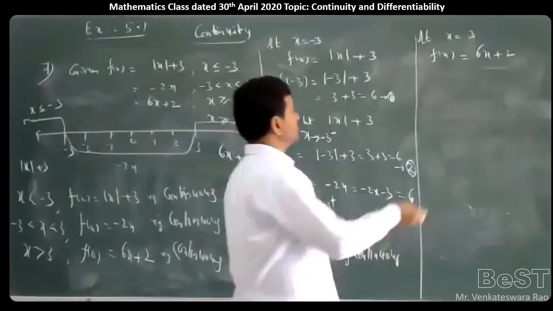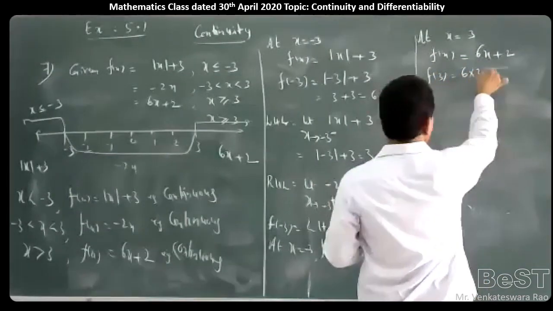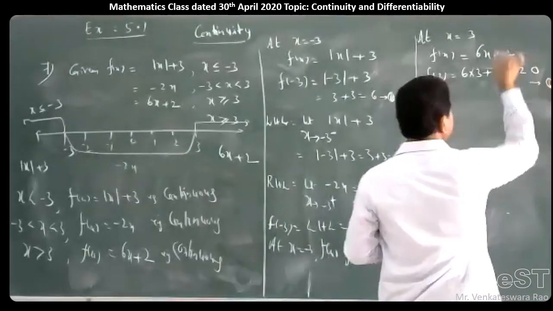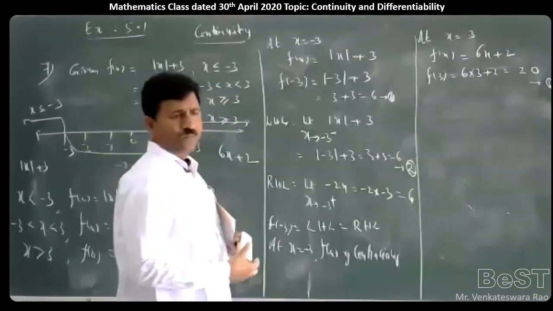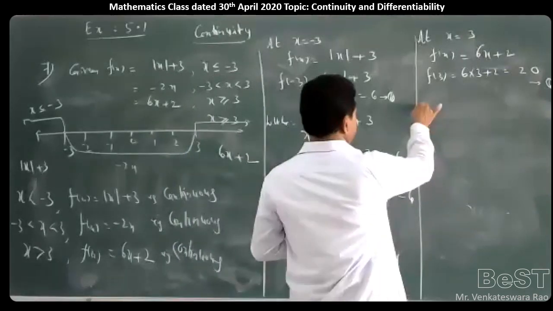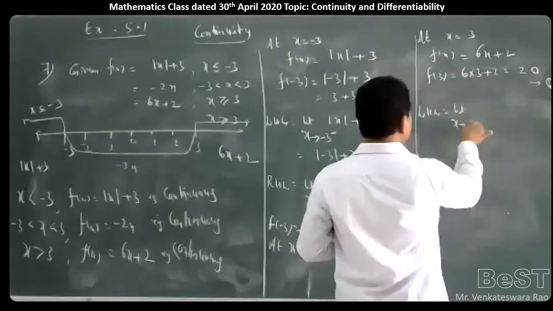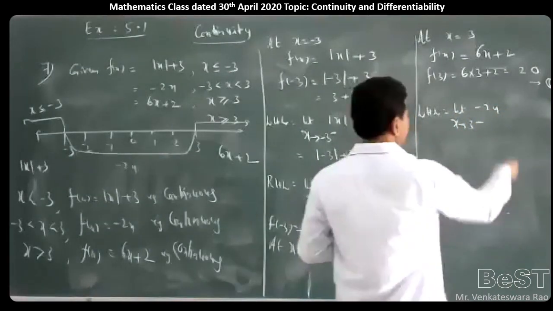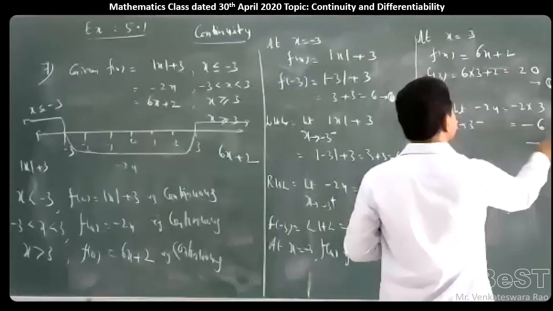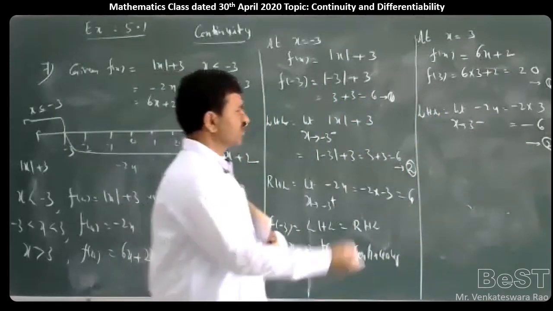Find the f of 3 value. In this case, what is f of 3 value? 6 into 3 plus 2, 18 plus 2, 20. Function value 20. Let it be equation 1. In this case, find the left limit value. LHL is equal to limit of x tends to 3 minus, the left neighborhood is minus 2x. Applying it, minus 2 into 3 is minus 6. Equation 2. Function value is not equal to left limit. We can say discontinuous.